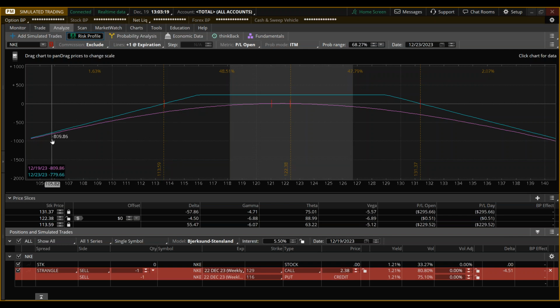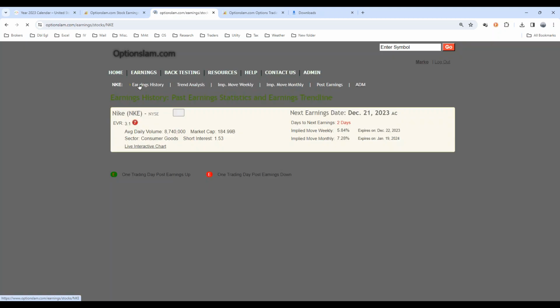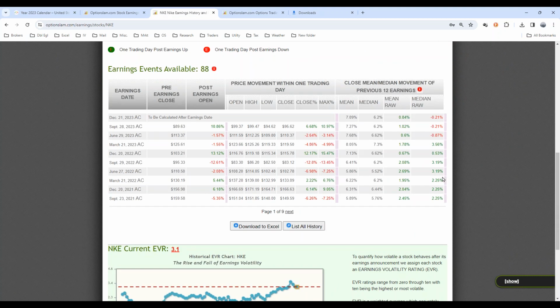And here's another thing that you can use OptionSlam for, and that is how often does this stock have a huge move? Well, we just have to go and look at the earnings history page at OptionSlam on Nike. Just click on the earnings history page, and we can see there was a 12% move. Let's see. That was December 20th of 2022.